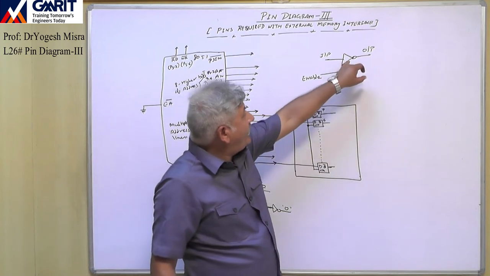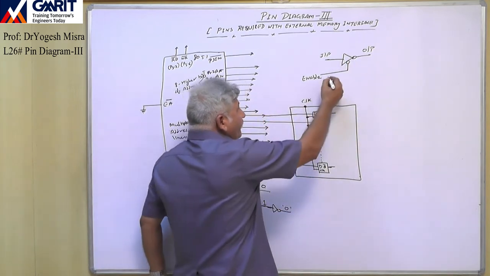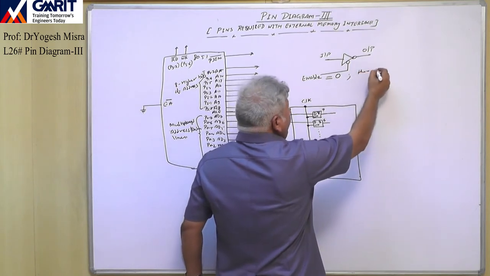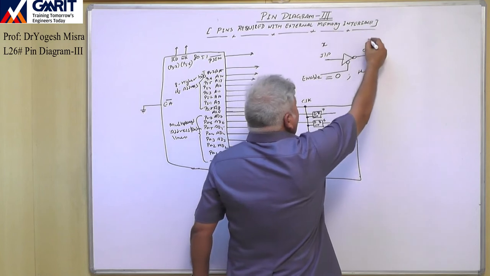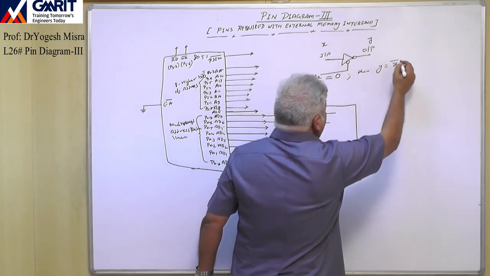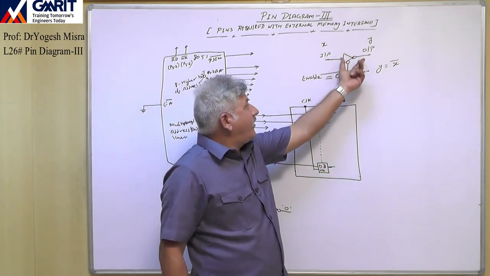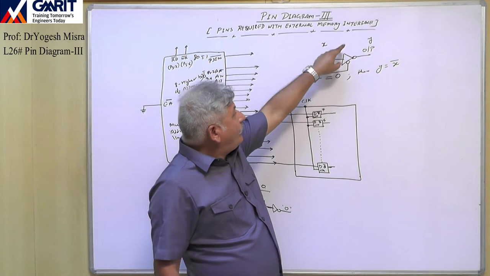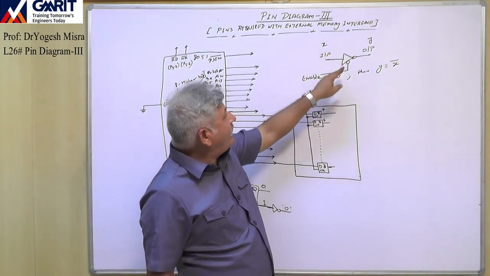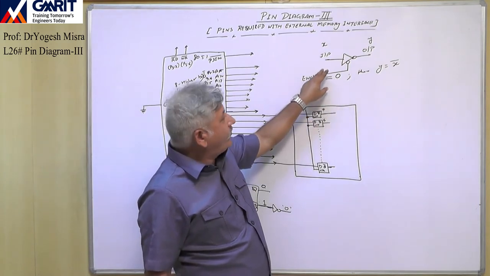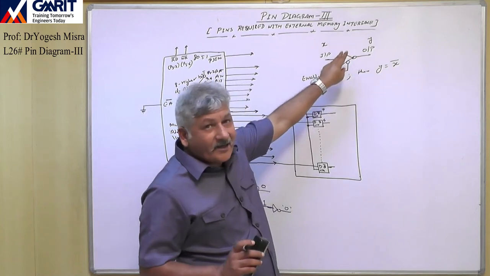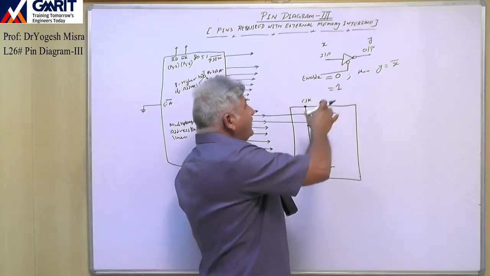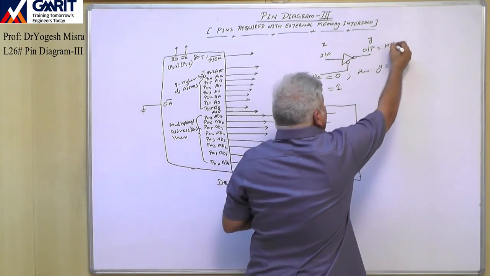And here, since we have placed one bubble, this indicates that if enable is equal to 0, and suppose input is X and output is Y, then output is the complement of input. This means the inverter will operate if you make this enable input 0. To operate this tri-state device, we have to enable this inverter, and to enable it you have to apply 0 at enable. Once you apply 0, this inverter will operate as an inverter. And if you make enable 1, then the output will be in high impedance state.